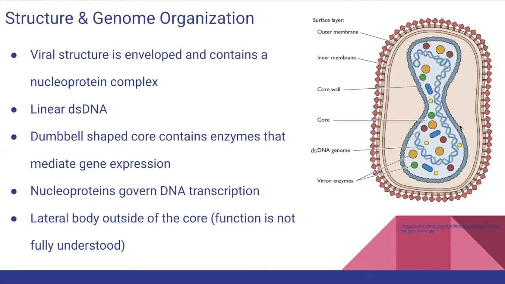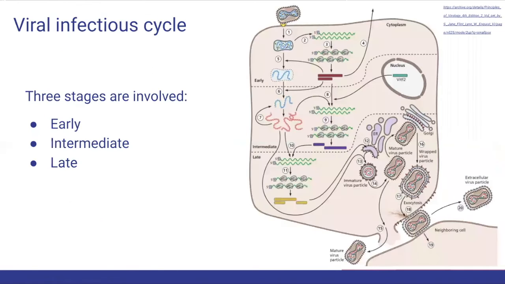So outside of the core here, this huge portion is considered the lateral body. The function is not fully understood, but it's believed to be an area that basically acts as a storage unit for the virus. So it'll have important enzymes in there for viral replication, and it can release them when needed. So finally, I'm going to discuss the smallpox viral infectious cycle.